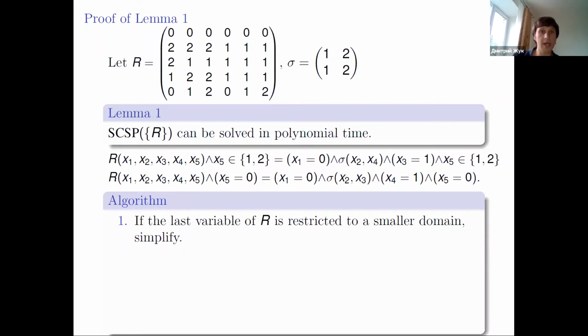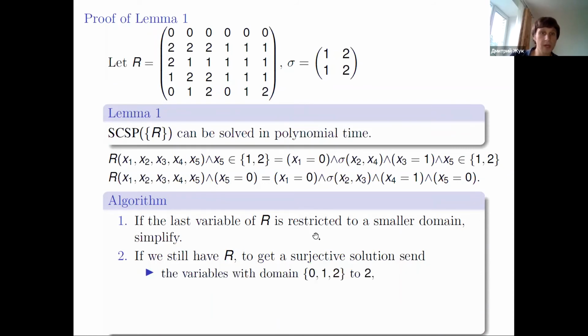And so every time the fifth variable of R is restricted, I simplify. After I did all of this, I have two cases. Either I still have R, which means that I still have some R, and the fifth variable of this R never appears as the first or as the second variable of some other R. And then I can easily get a surjective solution.